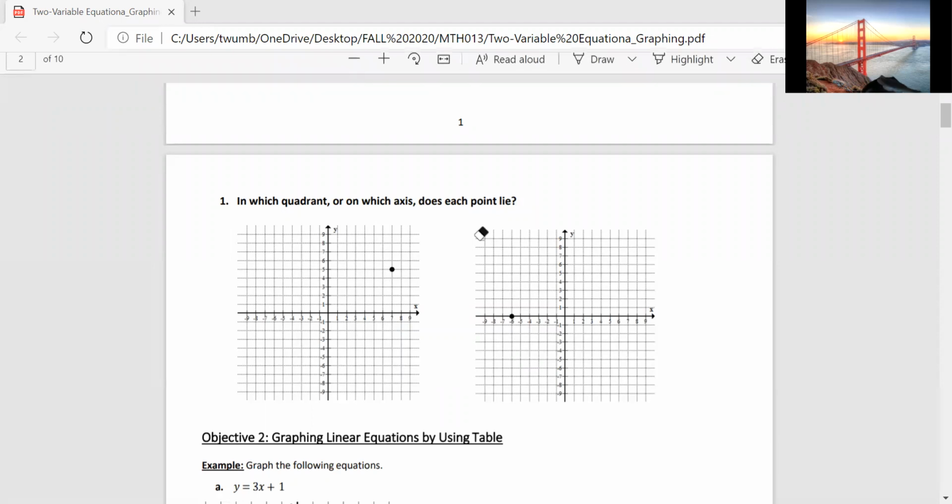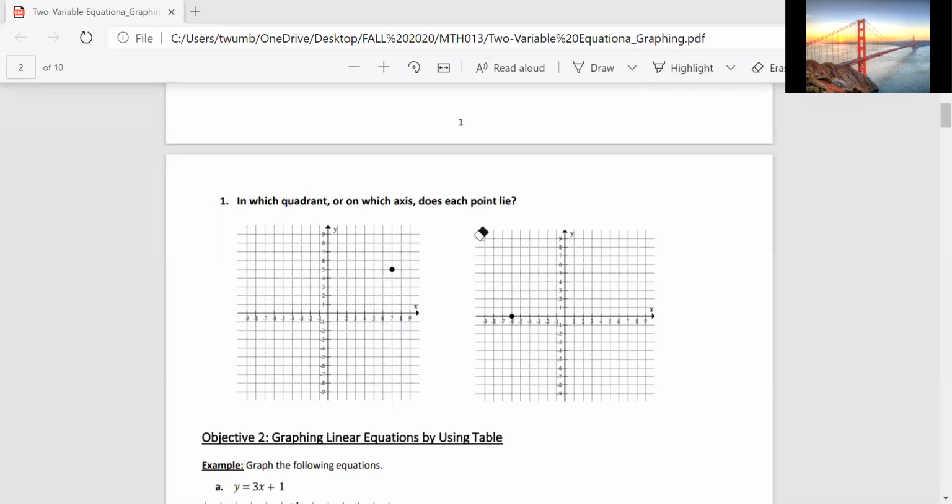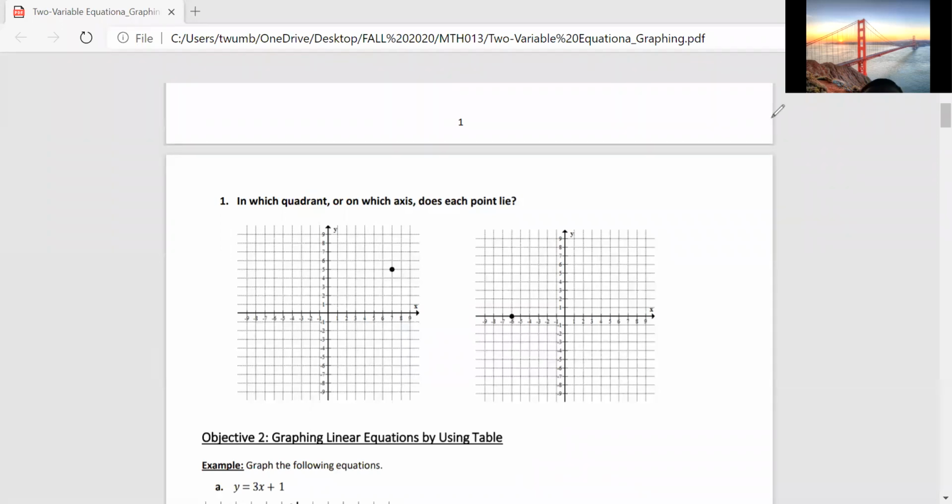All right, so in this particular exercise, it says, in which quadrant or on which axis does each point lie? Remember, we talked about the quadrants. This is the first quadrant, there's a second quadrant, there's a third quadrant, and that is the fourth quadrant. So we have this point here.